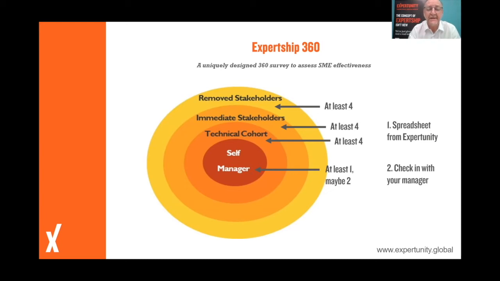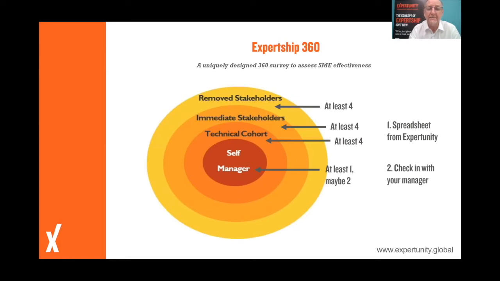And then finally, there's a slightly more complicated group, removed stakeholders. These are the people who are the eventual recipients of the value created by your experts. Quite often, your experts won't have strong relationships with these people and won't see them very often. In fact, they might only see them if there's a problem or there's an early briefing on a project.